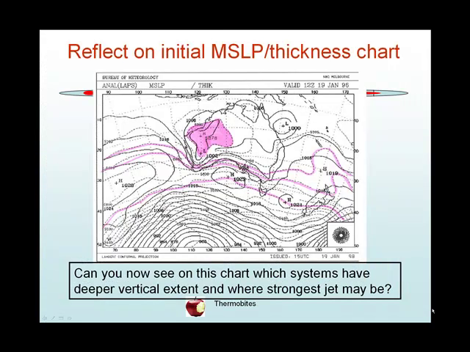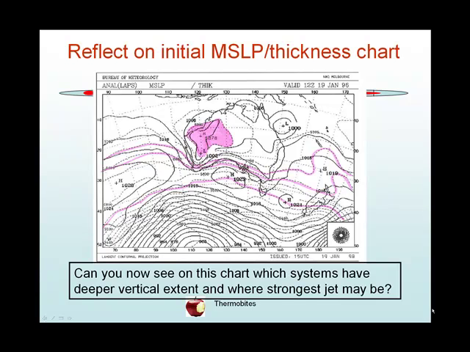So let's go back to our initial MSLP/thickness chart. You can see, as we talked about for the heat low, because it's warm cored, it gives rise to a high aloft. Because the thickness pattern lags the front or the trough in the Southern Ocean, we see that the trough itself will lag back towards the west.